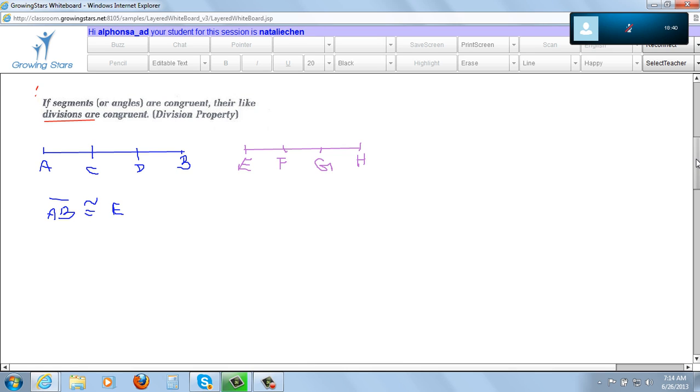Now, can we say that segment AC is congruent to segment EF? If two lines are drawn and marked like this, that means these two lines are parallel. Can we say segment AC is congruent to segment EF? Do we know that the lines are congruent? We are supposed to find these. E, D, G are the trisecting points.